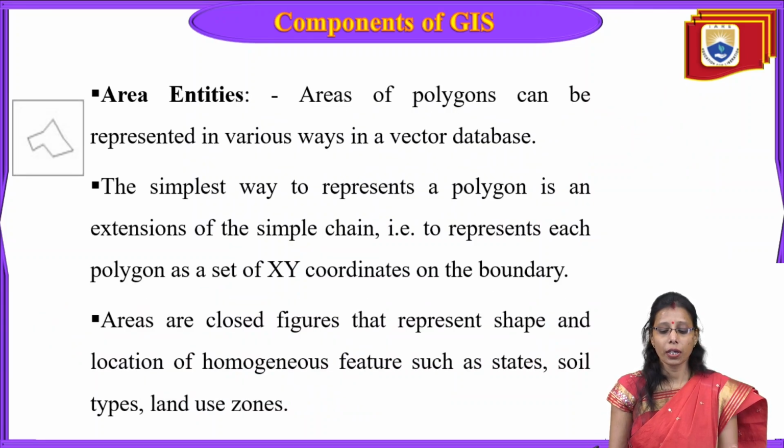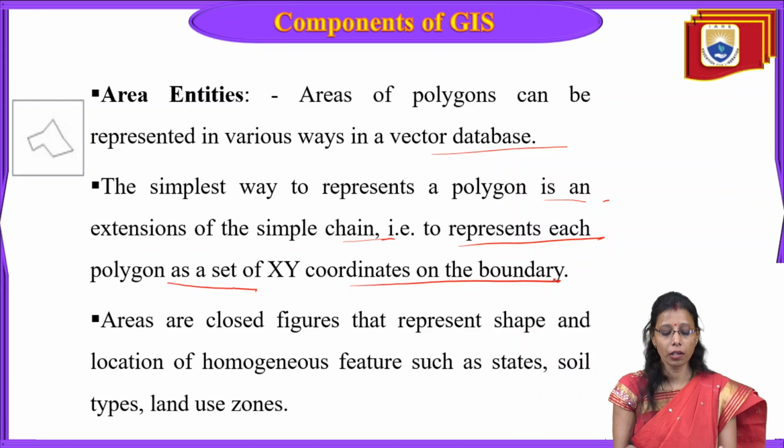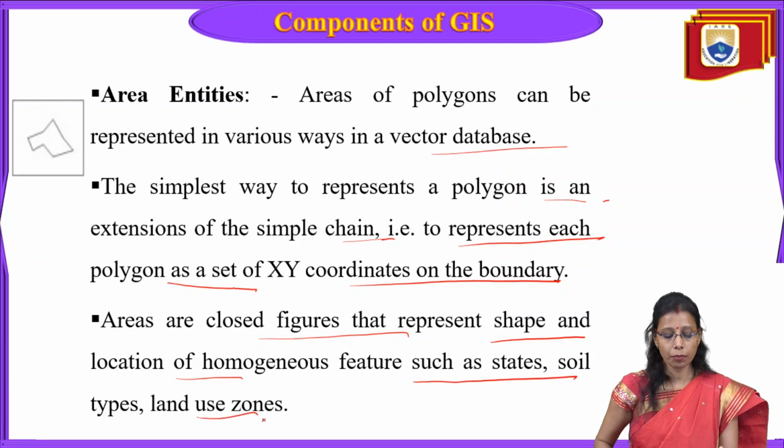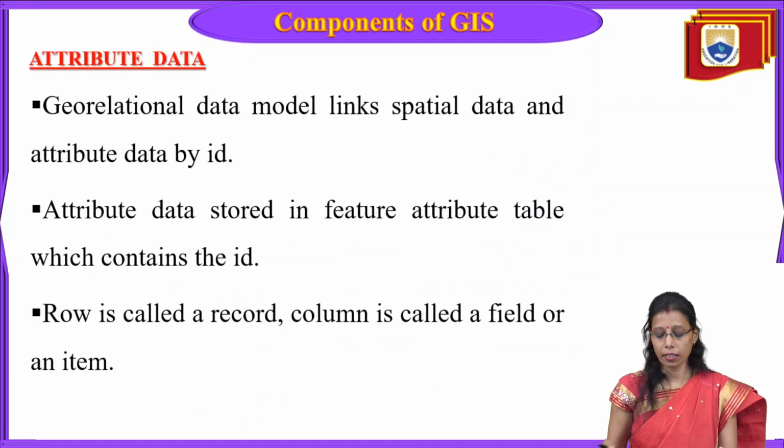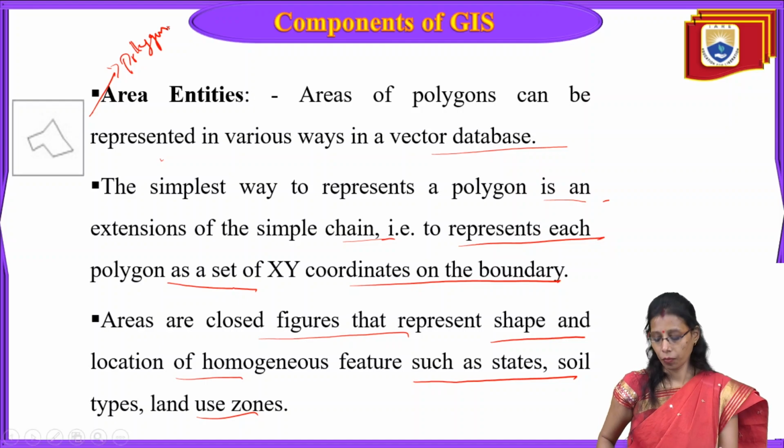Now area entities. An area or polygon can be represented in various ways in a vector database. The simplest way to represent a polygon is an extension of the simple chain, that is, to represent each polygon as a set of xy coordinates on the boundary. Areas are closed figures that represent the shape and location of homogeneous features such as states, soil types, land use and zones. So what is area? Basically, area is polygon. If you remember point, line and polygon, polygon is also known as area.